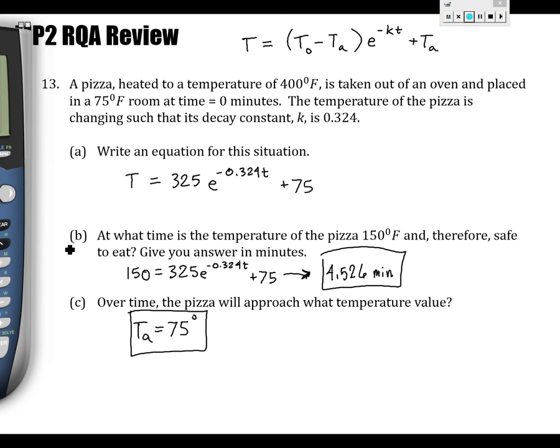Seems unreasonable, actually. I think they should have picked a different K value. I think pizza stays hotter longer than 4.5 minutes. Could be wrong. You're the one that asked, Delia.